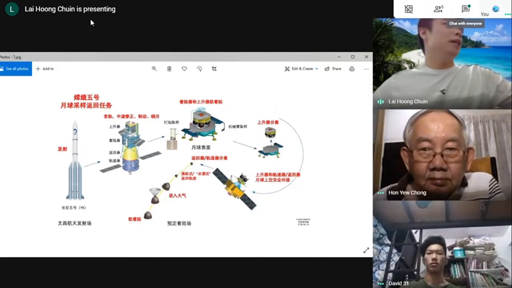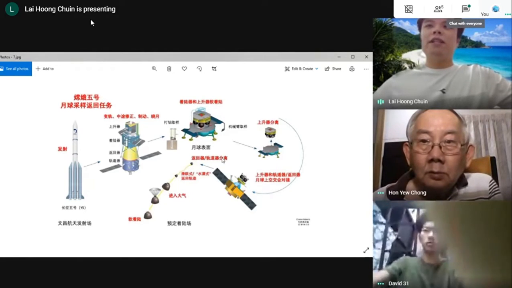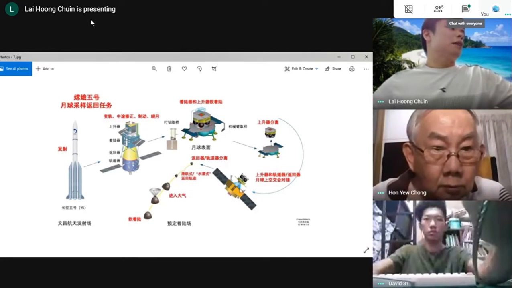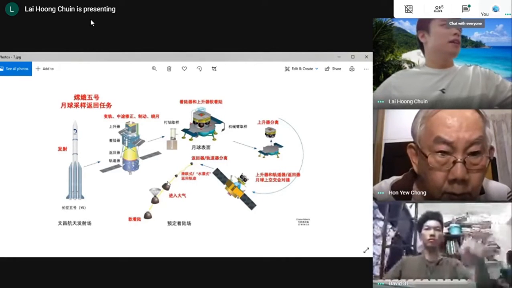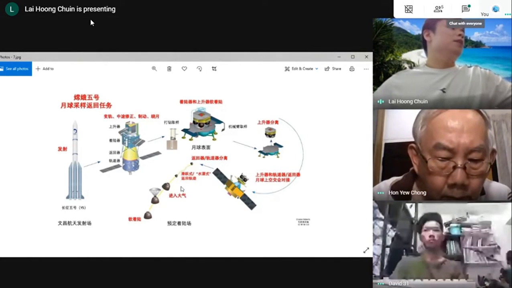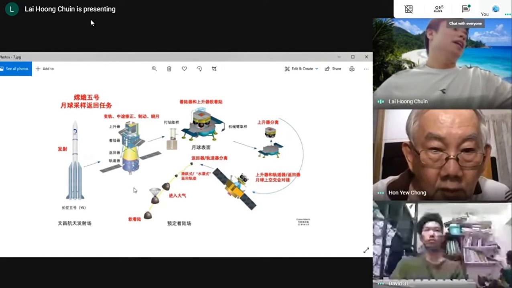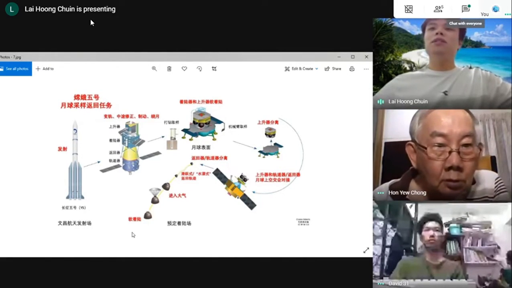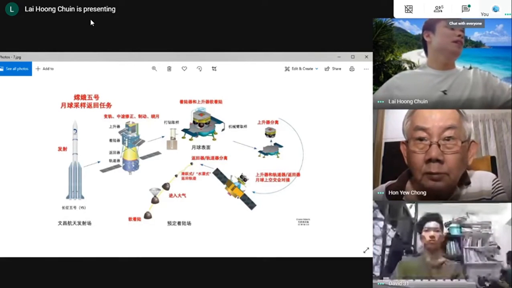Coming back to the Earth orbit, which is about 500 kilometers from Earth, the orbiter mission and the return module will separate, leaving the return module to come back to Earth, do the re-entry and then land in Inner Mongolia, the usual place where Chinese space missions land.